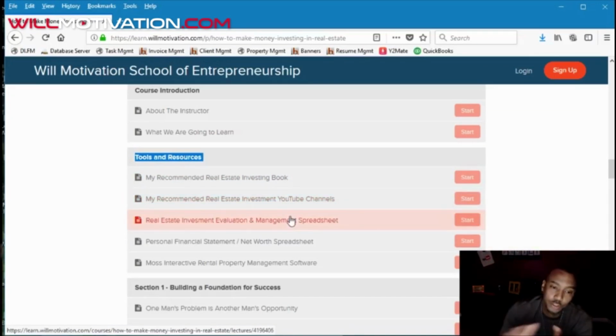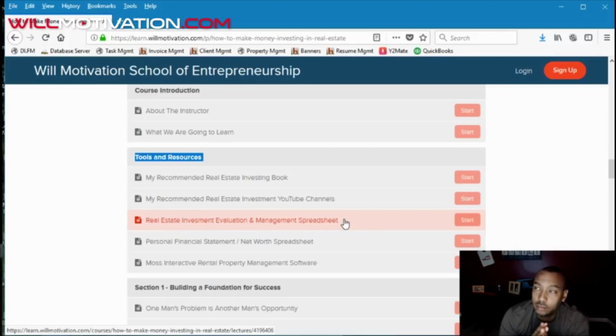Also, I'm going to share with you the spreadsheets that I use to evaluate real estate investment opportunities, as well as the spreadsheet I use to manage my own real estate.